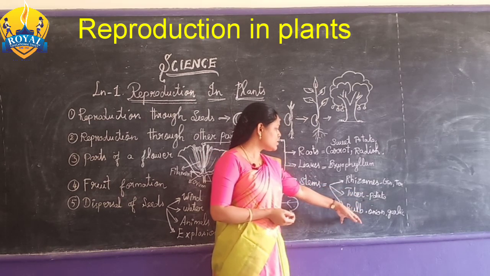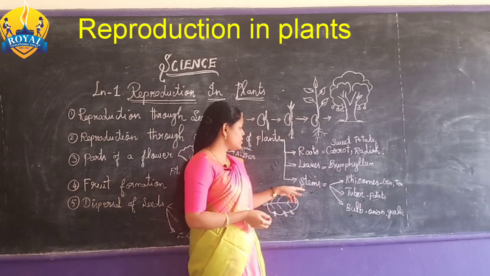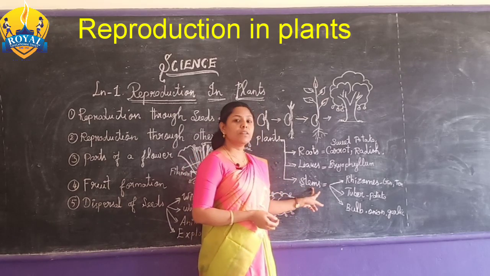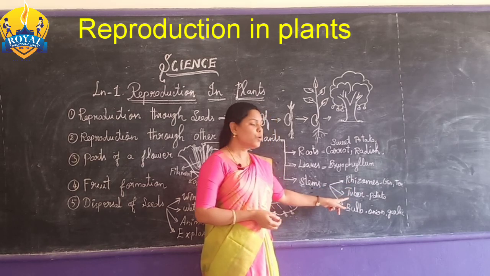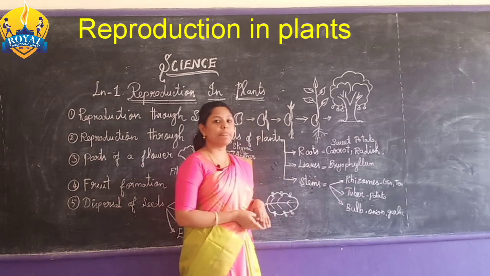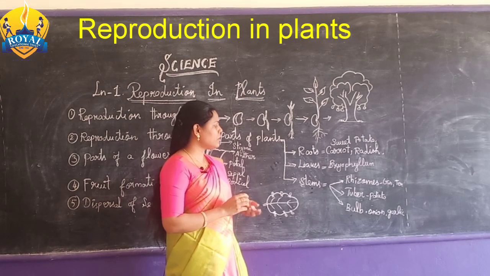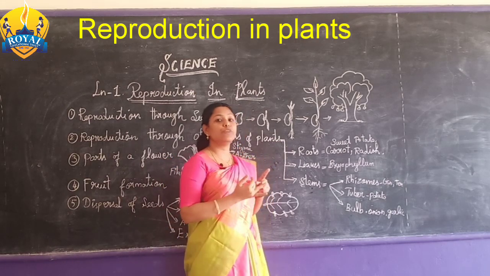The last type is bulb. Stems have three types. From the three types we have seen two types. After that, the bulb method. Bulb examples are onion and garlic.